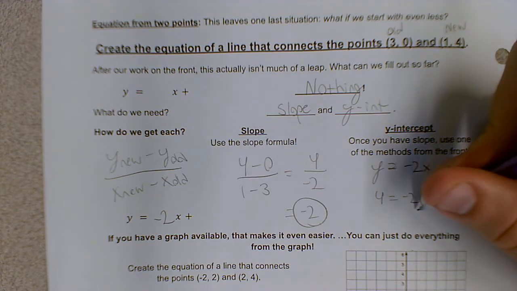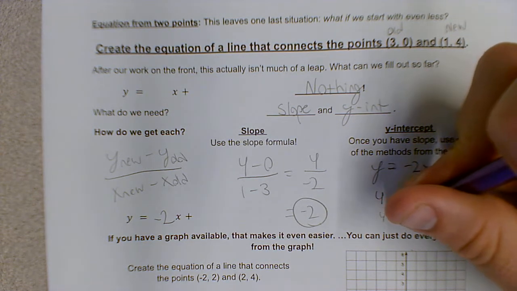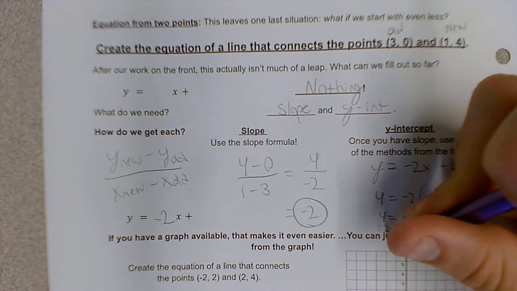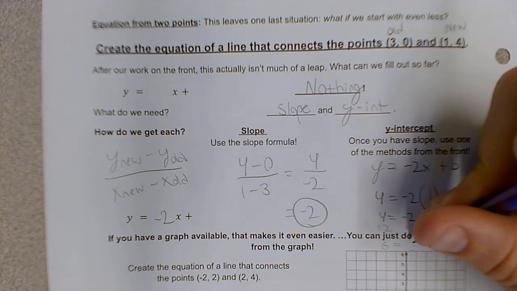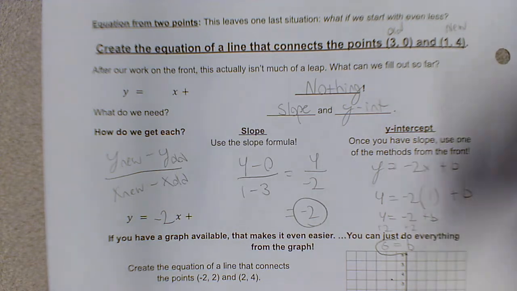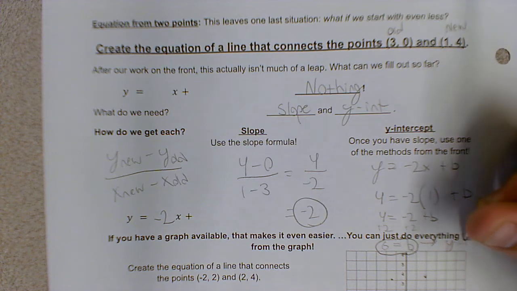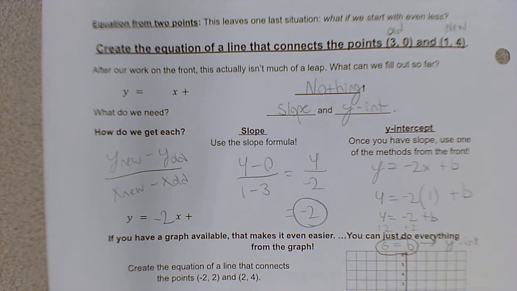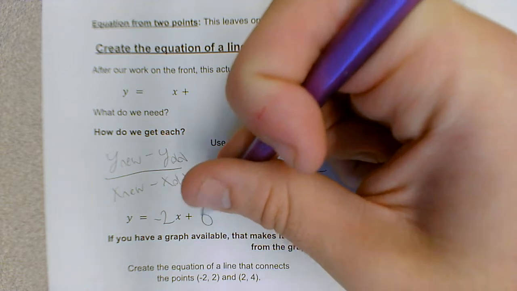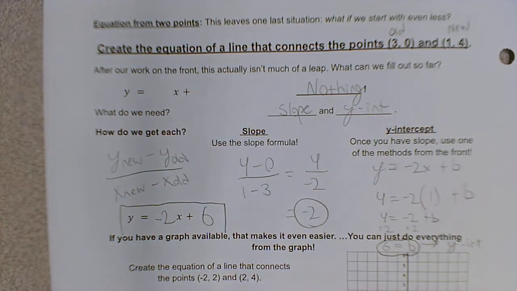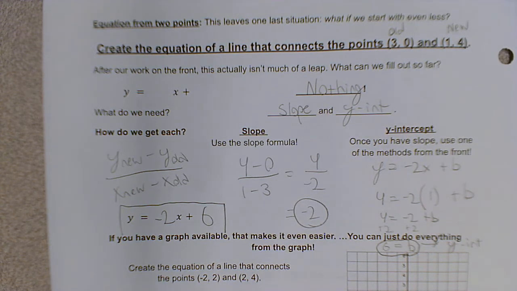Okay, I'm going to go ahead and multiply my negative 2 times 1. I end up with 4 equals negative 2 plus b. I add that over. I end up with 6 equals b. That's my y-intercept. Okay, so my final equation is going to be y equals negative 2x plus 6. That's my final equation. Now, like in the front, if you have a graph available, that makes it even easier. You can just do everything from the graph.